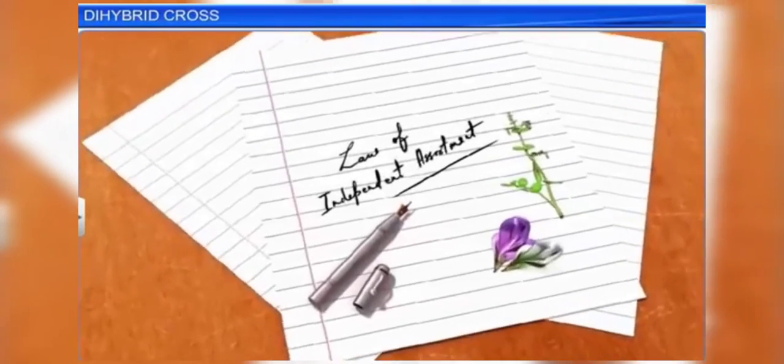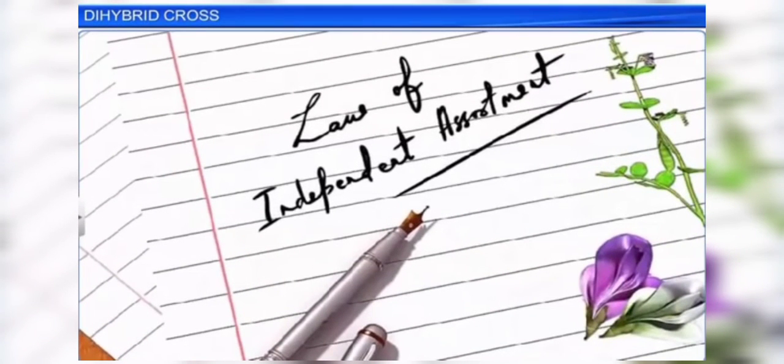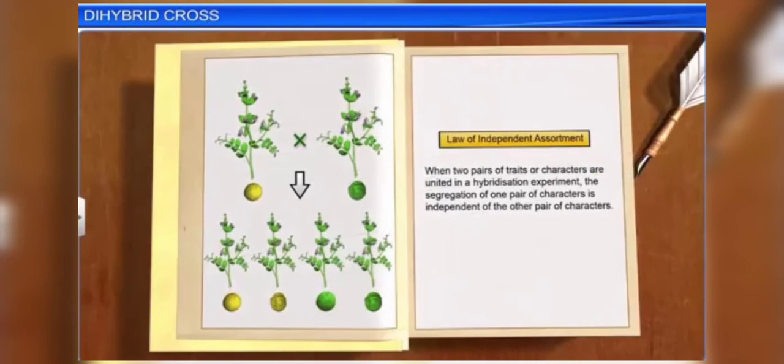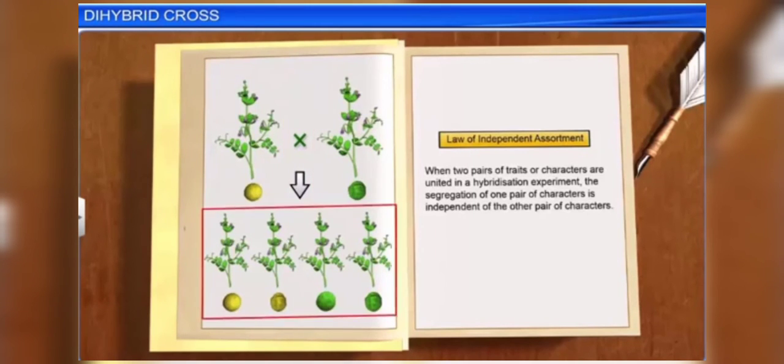9:3:3:1. From such observations on dihybrid crosses, Mendel proposed the new generalization, the law of independent assortment. According to this law, when two pairs of traits or characters are united in hybridization experiments, the segregation of one pair of characters is independent of the other pair of characters.